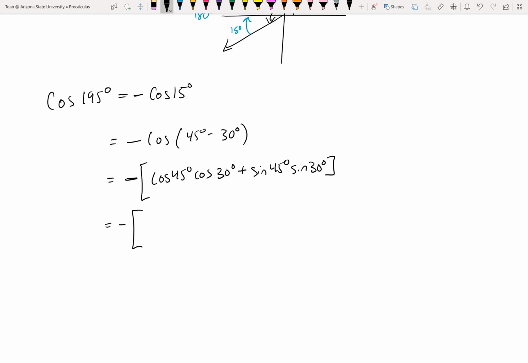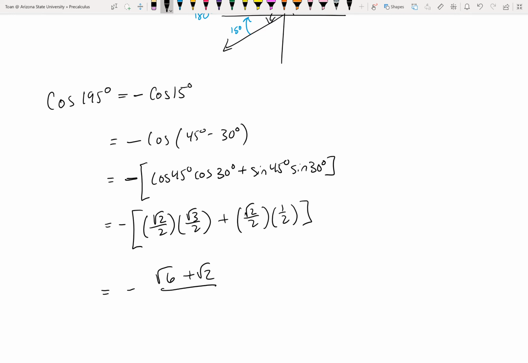So we have cosine of 45 degrees is radical 2 over 2. Cosine of 30 degrees is radical 3 over 2. Plus sine of 45 degrees is radical 2 over 2. And then sine 30 is 1/2. So in the end, we have radical 6 plus radical 2 all over 4. Of course, there's a negative out in front. So that should have been the answer.